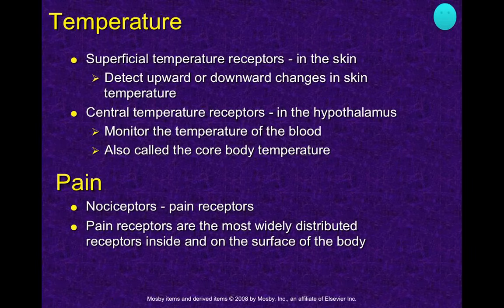Temperature. So we have a couple things to talk about. There's the superficial temperature receptors, so those are in the skin, and they detect upward or downward changes in the skin temperature. We have central temperature receptors, those are in the hypothalamus in the brain, that's an ancient part of the brain, and they monitor the temperature of the blood. It's also called the core body temperature.